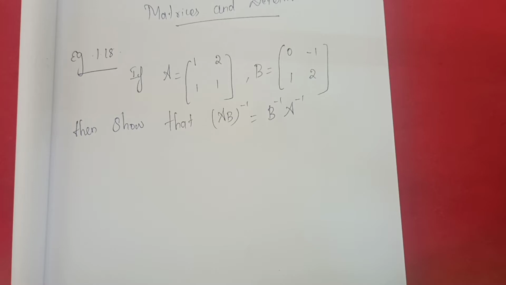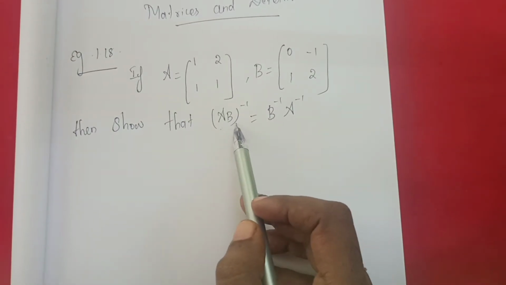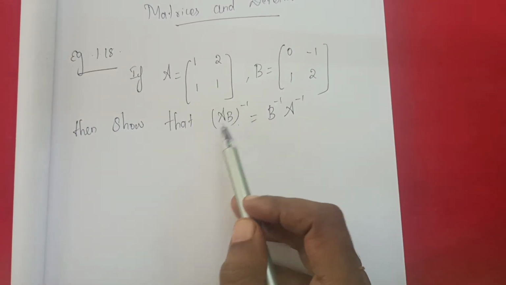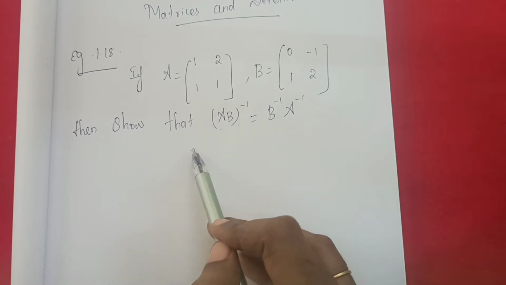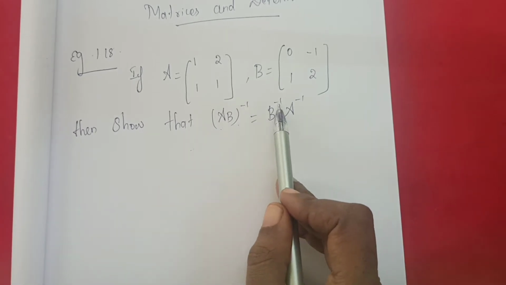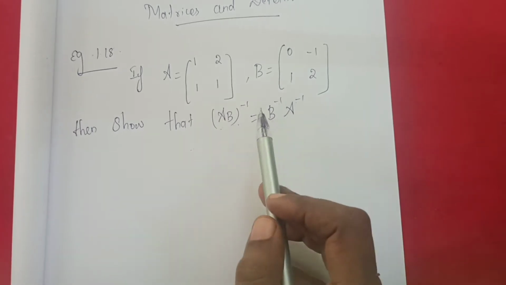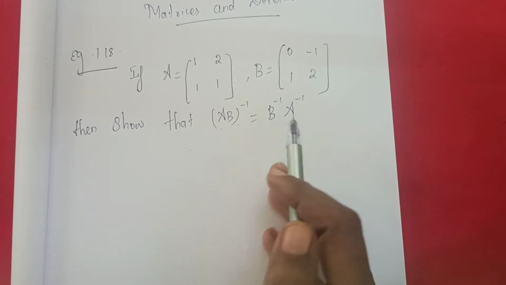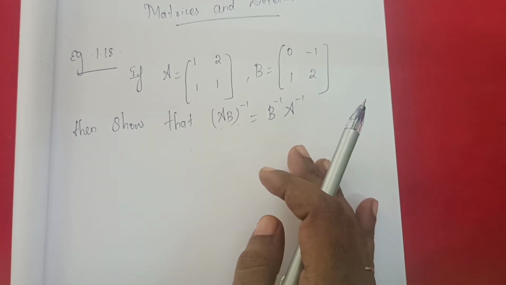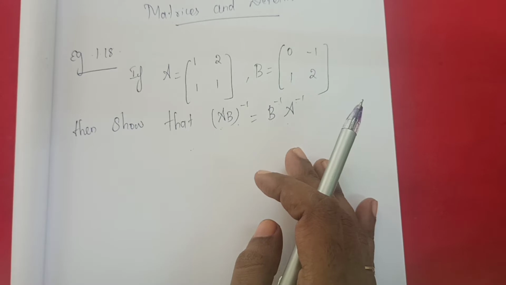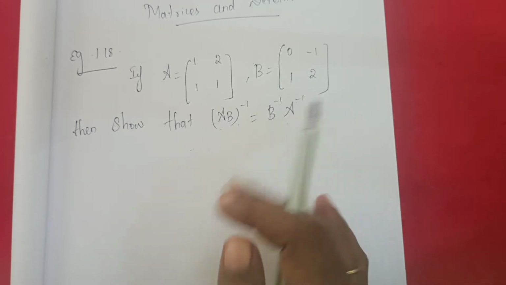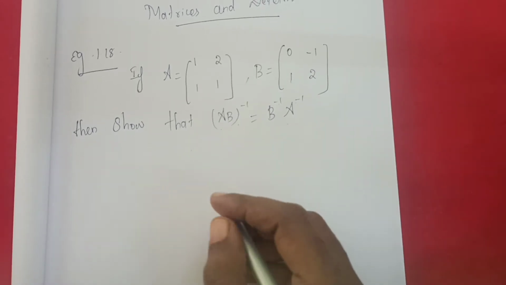In this problem also we need to find the product AB and afterwards we need to find the whole inverse. Same as that we need to find B inverse and A inverse, afterwards multiply the two answers. If both the sides are equal, then we will conclude the answer. If it is not equal, we will say the two are not equal. Understand students?